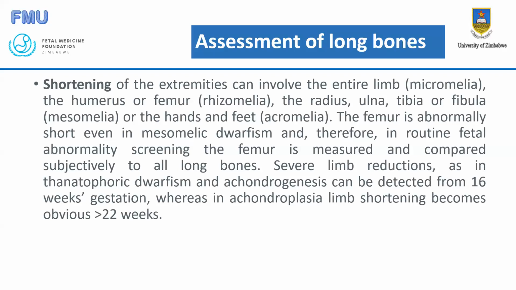If the humerus or femur are affected only, and the tibia, fibula, radius, and ulna are of normal size, the condition is known as rhizomelia. Then if we have the radius, ulna, tibia, or fibula affected, yet the femur and the humerus are normal, the condition is known as mesomelia. So remember these terms, it's very important, and also the spelling. Sometimes you see the reports that we dictate, the conclusion we dictate, the spelling sometimes leaves a lot to be desired. So remember the spellings, very important.